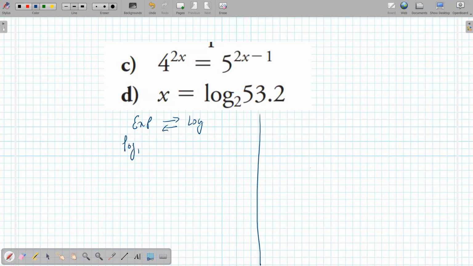You have log b of a equals c. This right now is in logarithmic form. You can turn this into an exponential form by doing b to the power of c equals a. In this question, 2 is your b, this is your a, and this is your c. If I want to rewrite that in exponential form, what does it become?